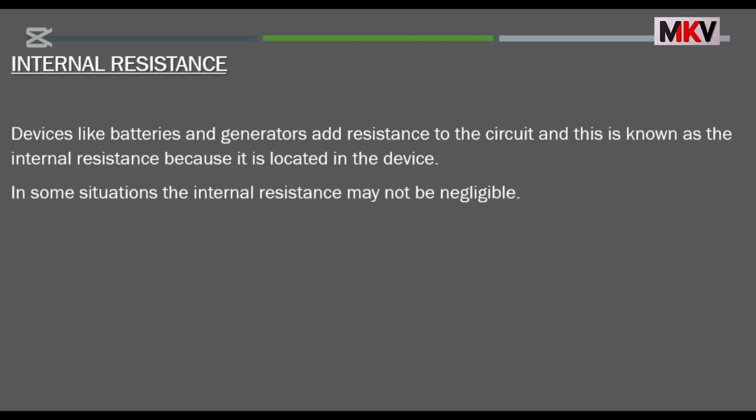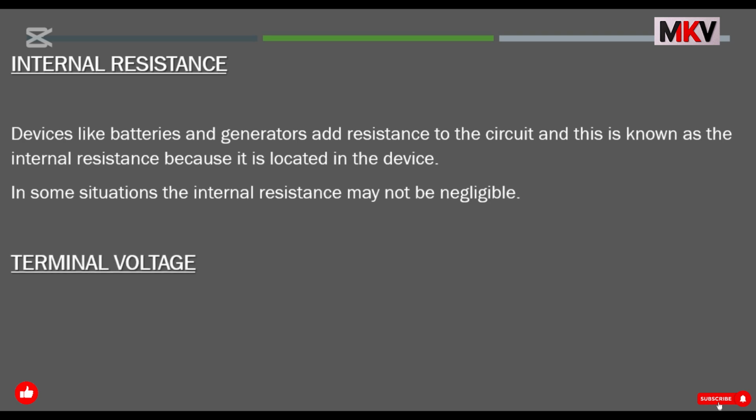Now, internal resistance. Devices like batteries and generators add resistance to the circuit, and this is known as the internal resistance because it is located in the device. In some situations, the internal resistance may be neglected. So internal resistance comes from devices that we use in circuit designs, and these devices provide their own resistance. Examples are batteries and generators. They provide their own resistance to the circuit, and this resistance is termed the internal resistance.